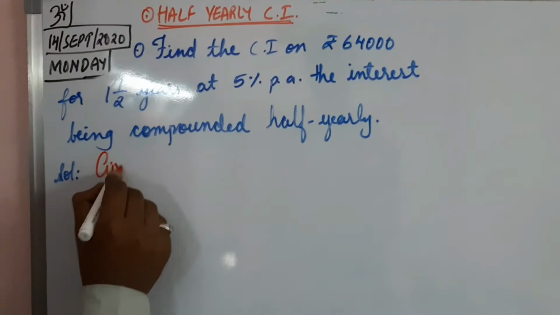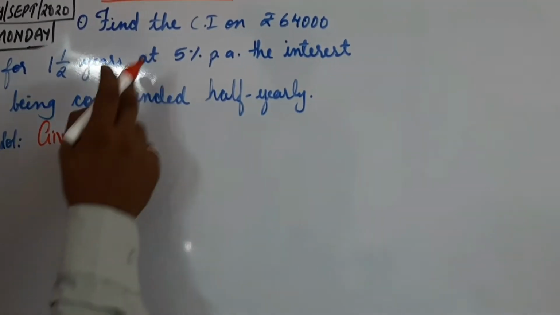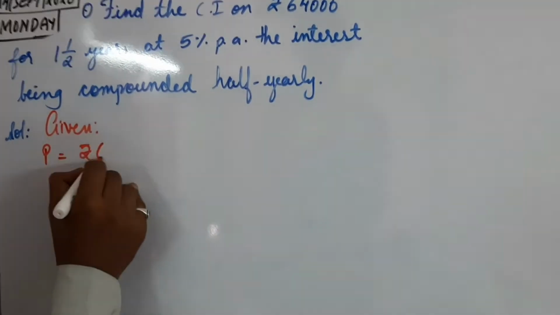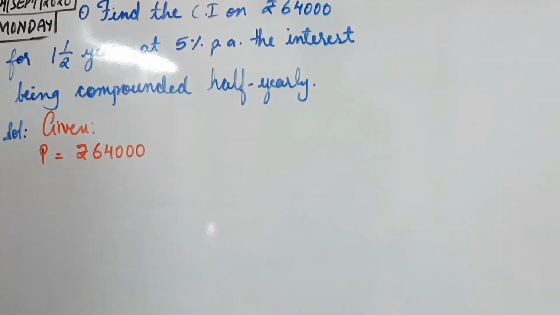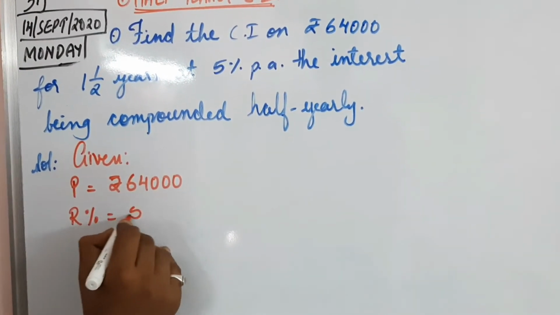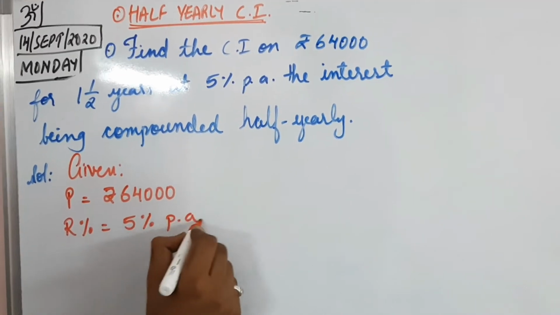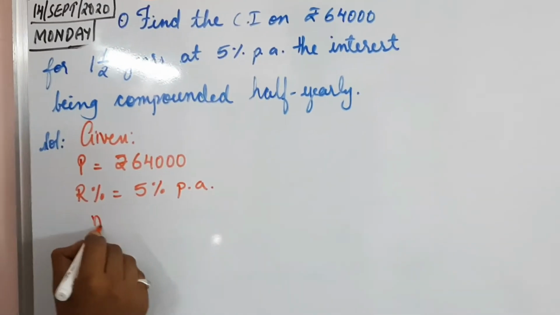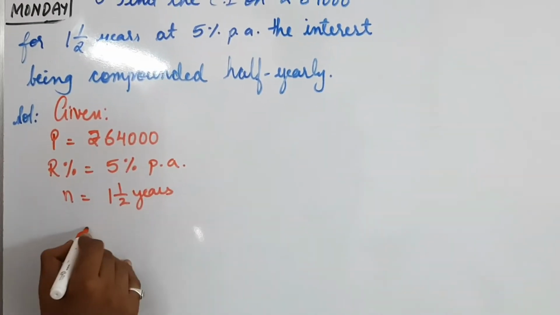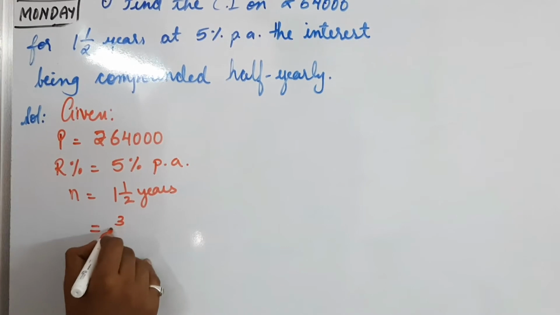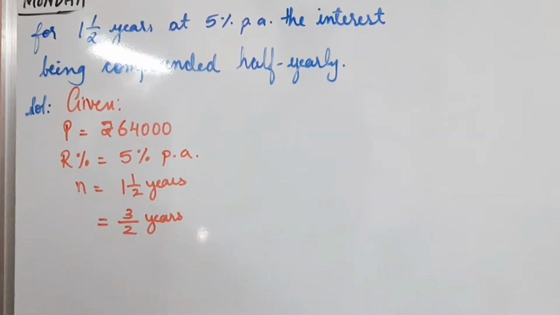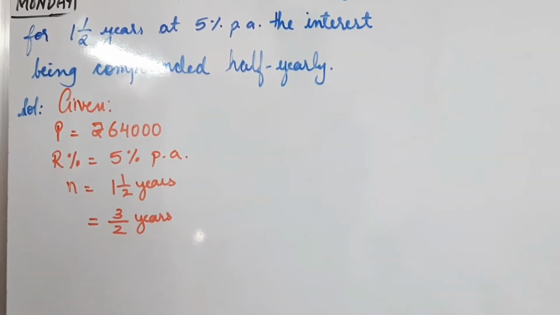So, as is our routine work, first we write what is given. Find the compound interest on rupees 64,000. 64,000 will be the principal. The rate percentage is 5% per annum, and the time n is equal to 1 1/2 years. That is 1 2s are 2, 2 plus 1, 3 by 2 years, the duration. Am I clear, students?